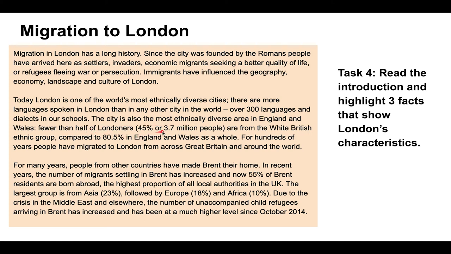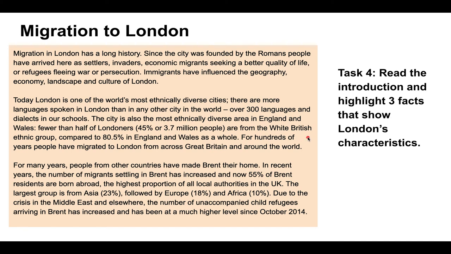Okay, fewer than half of Londoners, 45% or 3.7 million people, are from the white British ethnic group. Now, that doesn't mean that London is majority migrants, but that will include people of colour who are the descendants of migrants. So if your grandparents arrived in the UK many years ago, and as an Asian person you live in London, still you get counted as not being from this white British ethnic group, even though you are still British. You may be British Indian or British African.